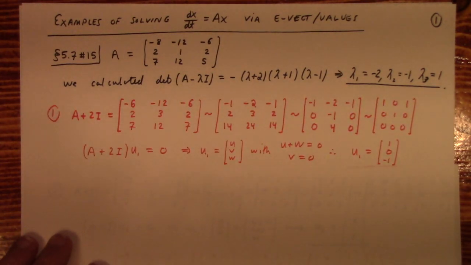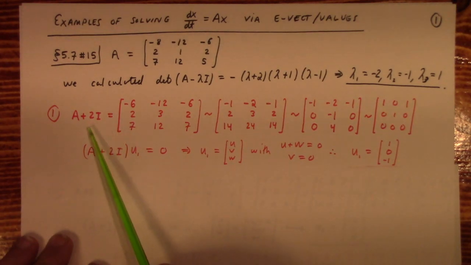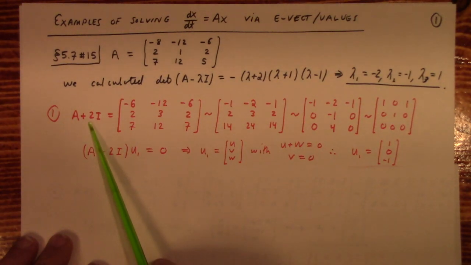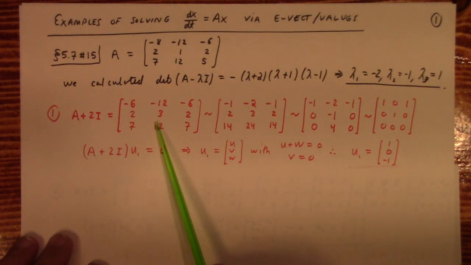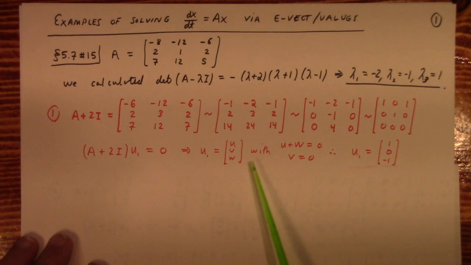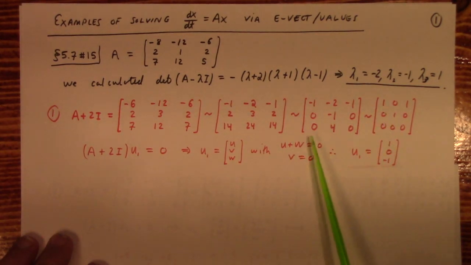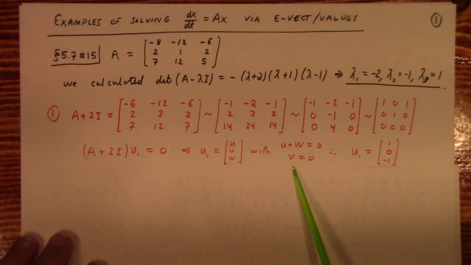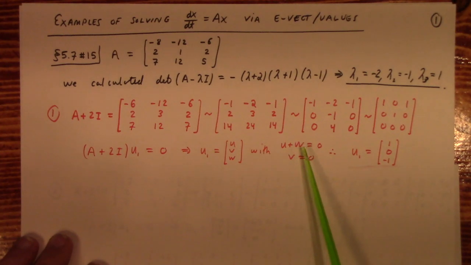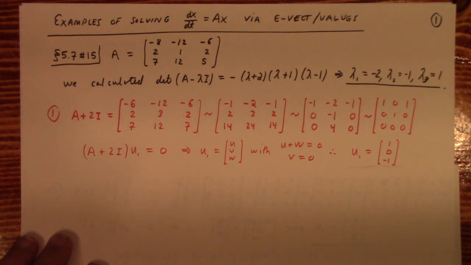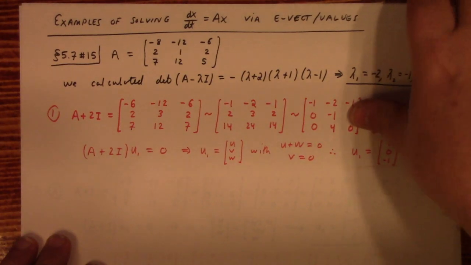So to start with, I found the eigenvector for the eigenvalue -2. So I got a plus 2i, because a minus a minus is a plus, which gives me this, which row reduces to that, and that, and that. So if we have u1 as the eigenvector, we have u plus w equal to 0, and v equals 0 from that. If I put u equal to 1, that puts w equal to -1, so I got 1, 0, -1 for my eigenvector there. And then I moved on to the next eigenvalue.